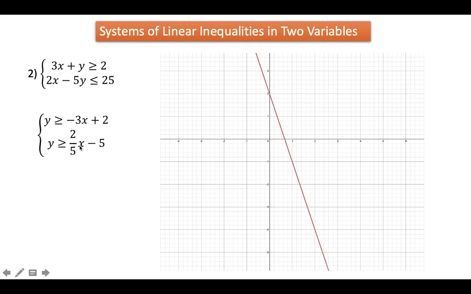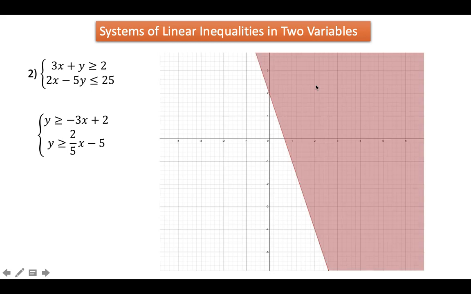Since it is more than or equal, it is a solid line. Now where is the shaded region? Since it is more than, it must be above the line. Okay, for the second inequality, our y-intercept is negative 5, so it is in here. Then our second point is, go up 2 units, move forward 5 units. So 1, 2, 1, 2, 3, 4, 5. And that's our second point.